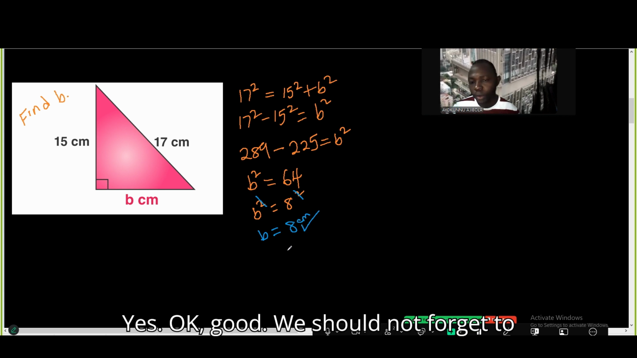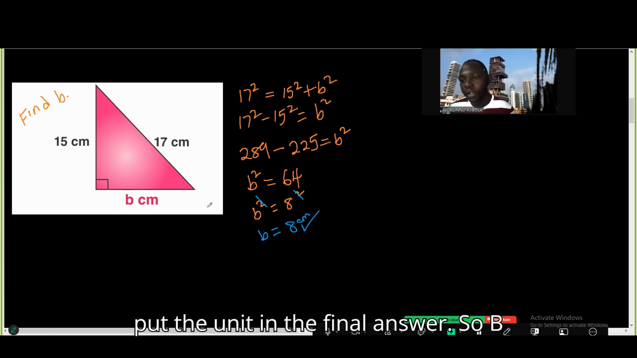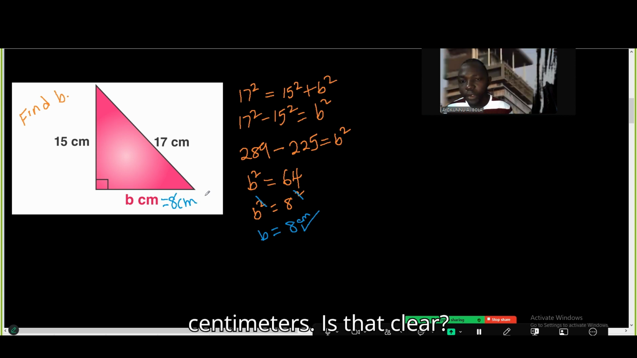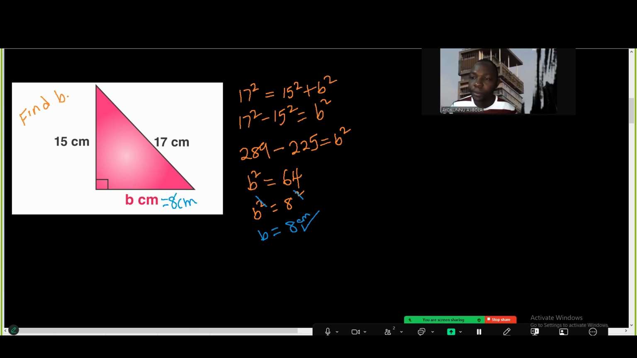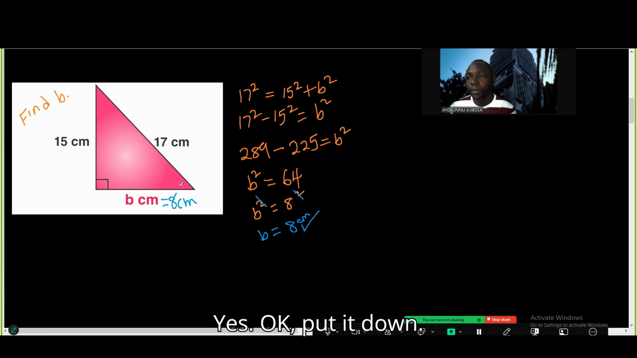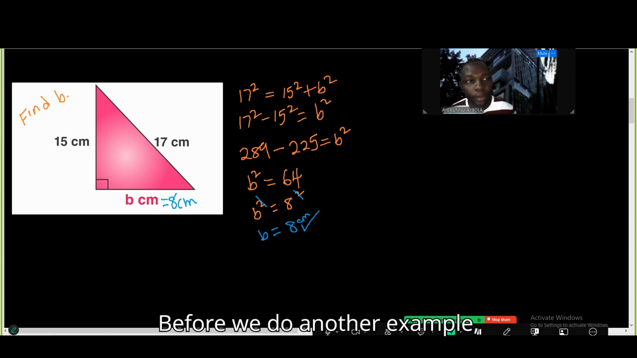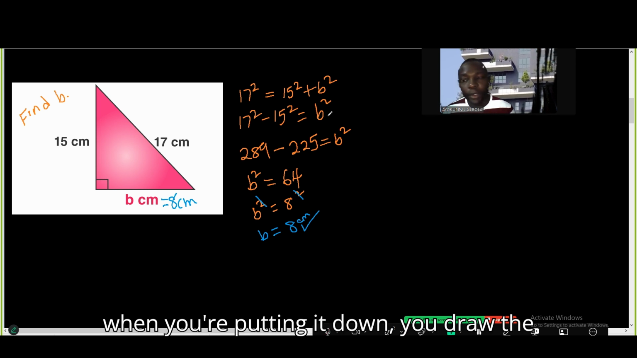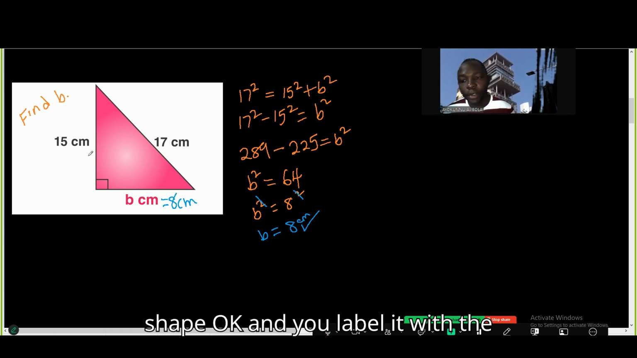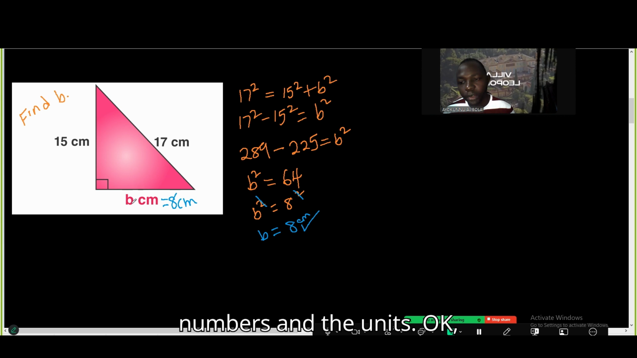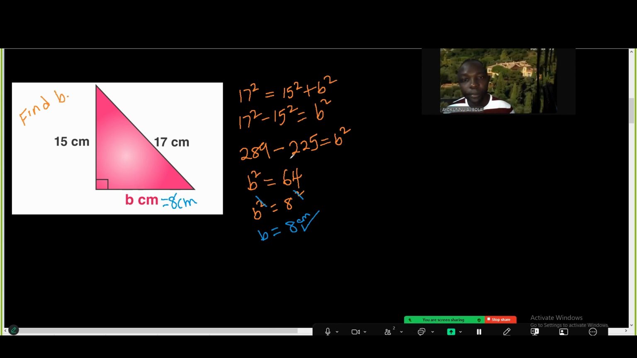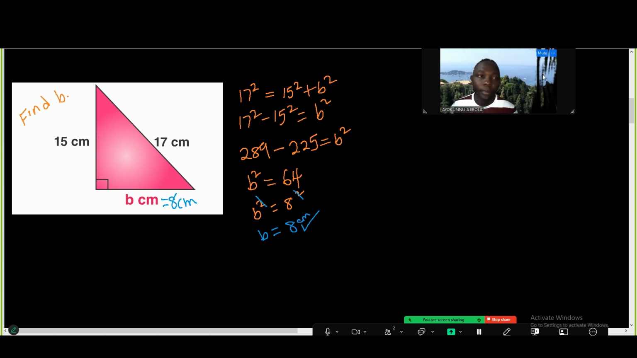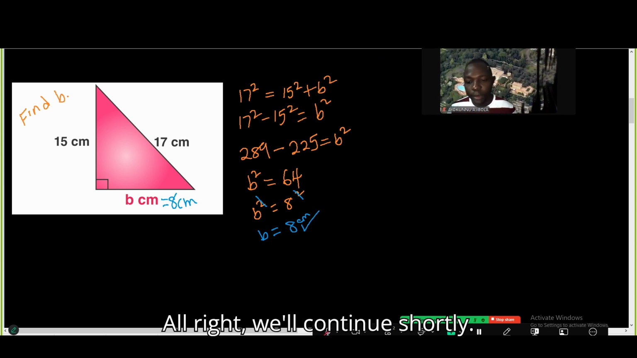Okay, good. We should not forget to put the unit in the final answer. So B equals 8 centimeters. Is that clear? Yes. Okay, put it down before we do another example. When you're putting it down, you draw the shape, and you label it with the numbers and the units. Then you write down the solution. All right, we'll continue shortly.